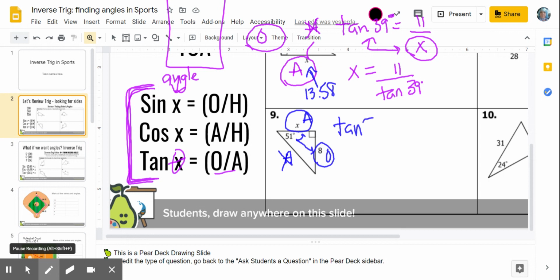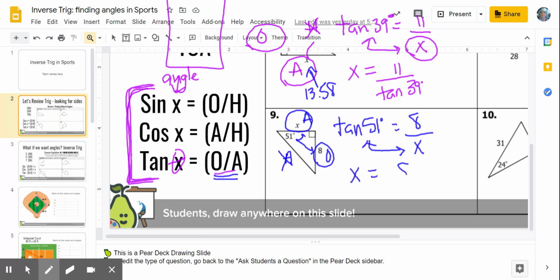So tangent of my angle. And then again, my formula is the same. It's O over A. Oh, darn it. This one's exactly the same. Just like William said before, what do I have to do with the X and the tangent 51? Flip them.